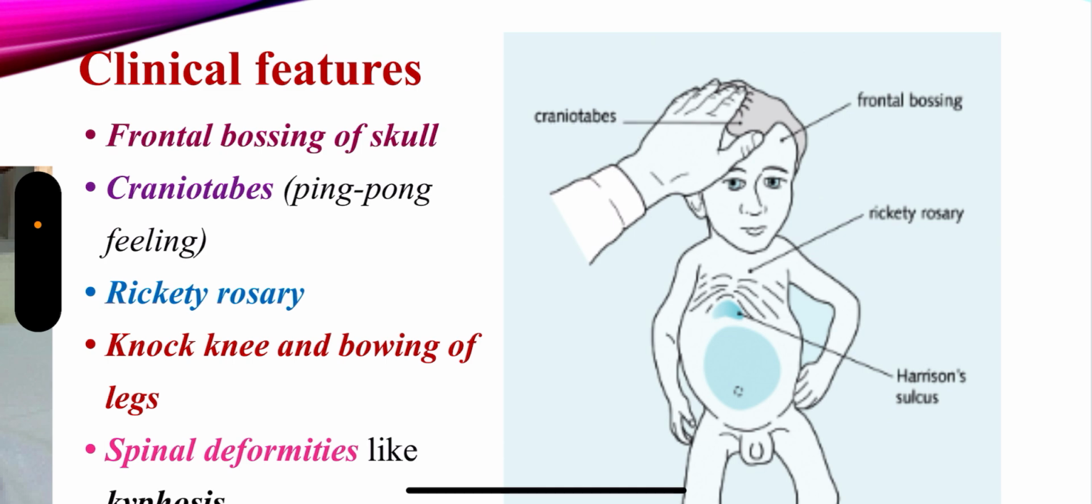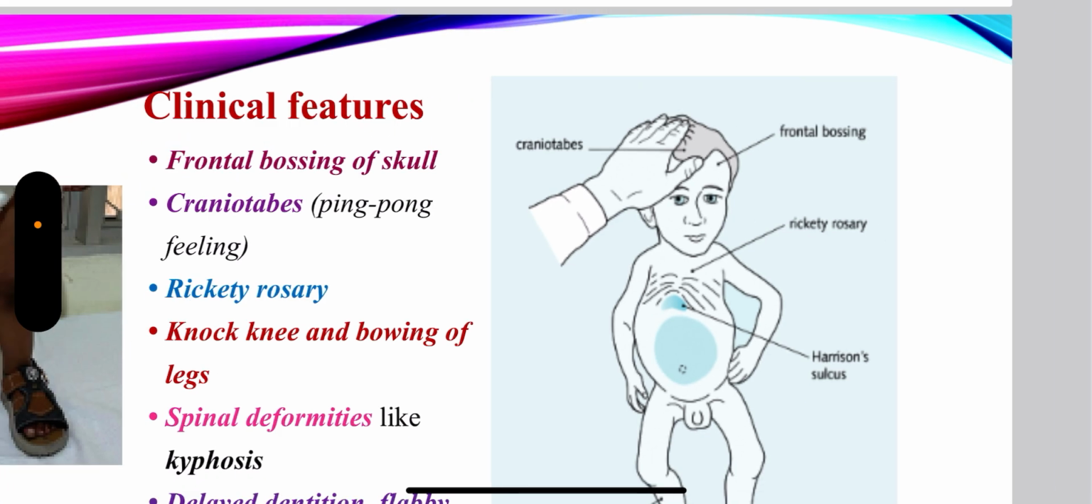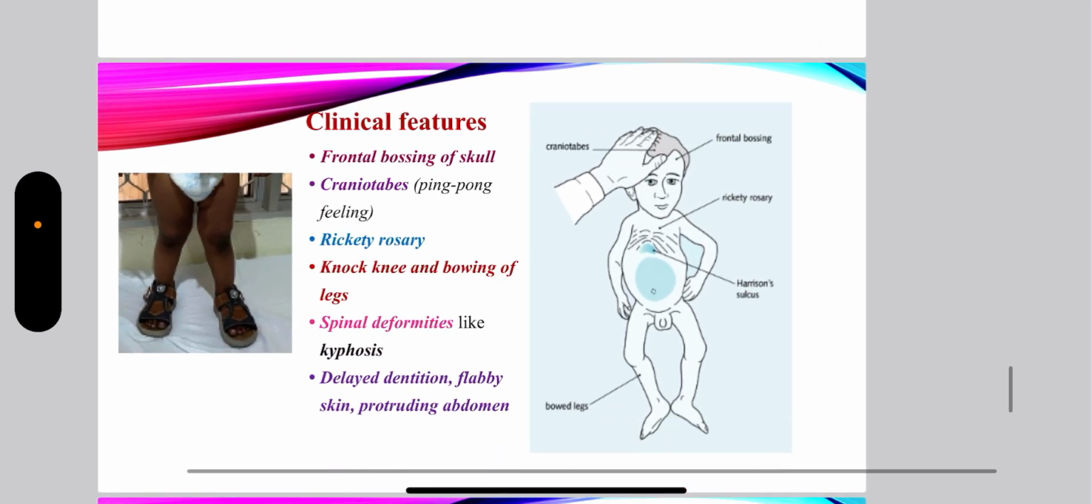Craniotabes: the membranous bones of the skull are depressed by giving pressure over them. It gives the feeling of a ping pong ball. Ping pong. That's why the hand is shown. The clinician is compressing it just to assess the feeling and to diagnose rickets.